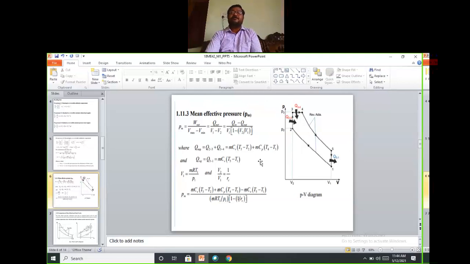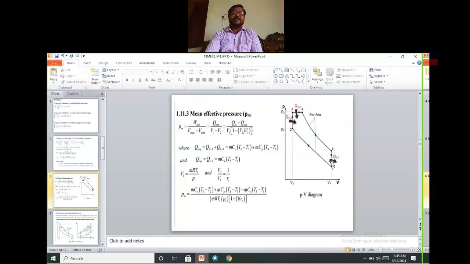Mean effective pressure. How to find the mean effective pressure? Here, a pressure versus volume diagram is sufficient. These processes, 1 to 2, 2 to 3, 3 to 4, 4 to 5, 5 to 1, as you all know: 1 to 2 is the reversible adiabatic compression, 2 to 3 is the constant volume heat addition, 3 to 4 is the constant pressure heat addition, 4 to 5 is the reversible adiabatic expansion, and 5 to 1 is the heat rejection.